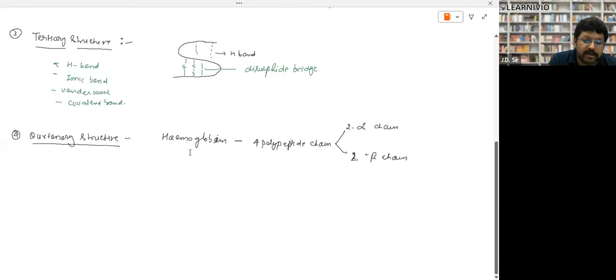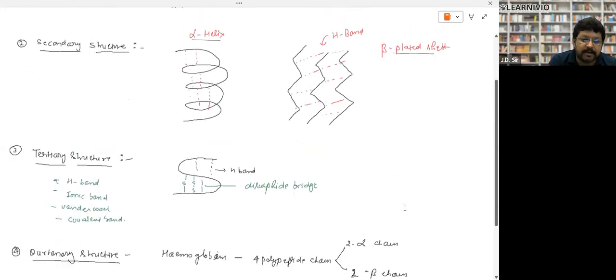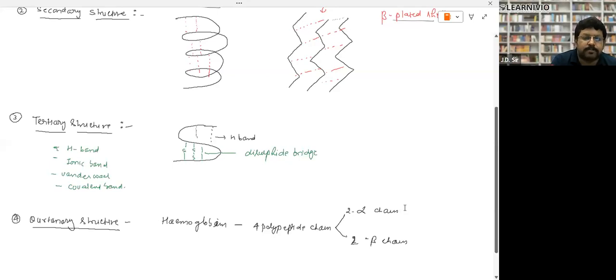And then quaternary structure. Hemoglobin is a quaternary structure. It is made up of 4 polypeptide chains, right? 2 alpha chains and 2 beta chains. Clear? Did you get it or not? That is simple. We do not have to go much deeper than that. So this is sufficient at your level. Tell me, is it clear or not? Structure of protein: primary, secondary, and tertiary structure.